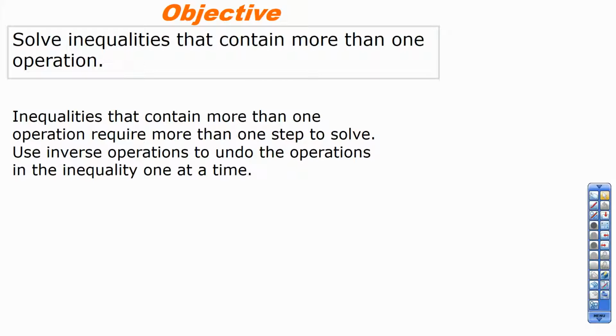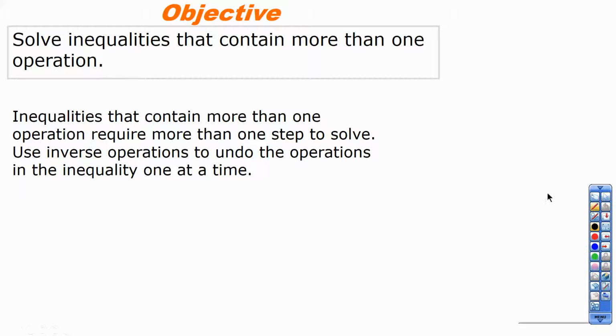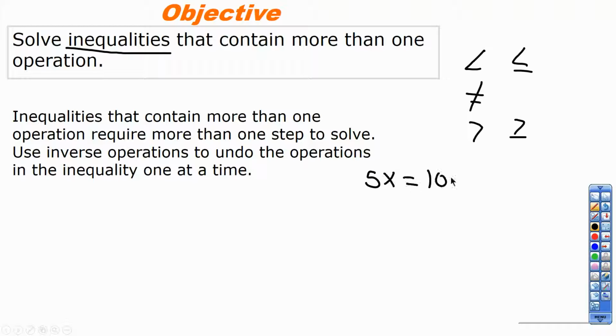So the objective today is to solve inequalities that contain one or more operation. What do we say an inequality was? Something that is not equal. So less than, greater than, not equal to, less than or equal to, greater than or equal to. Those are inequalities, as opposed to something like 5x is equal to 10, which would be an equality. This here would be an inequality, so 5x is less than or equal to 10.